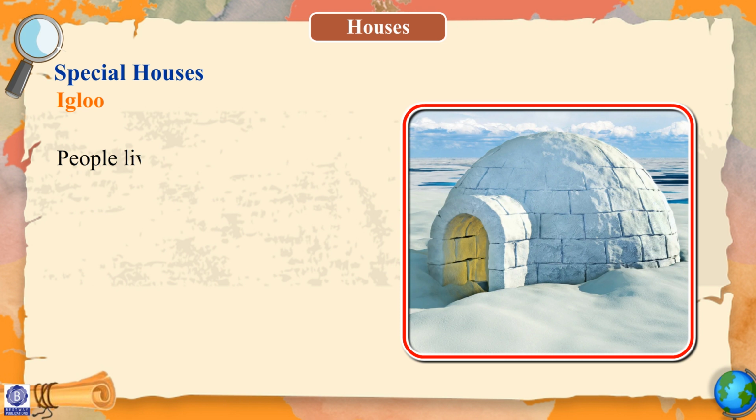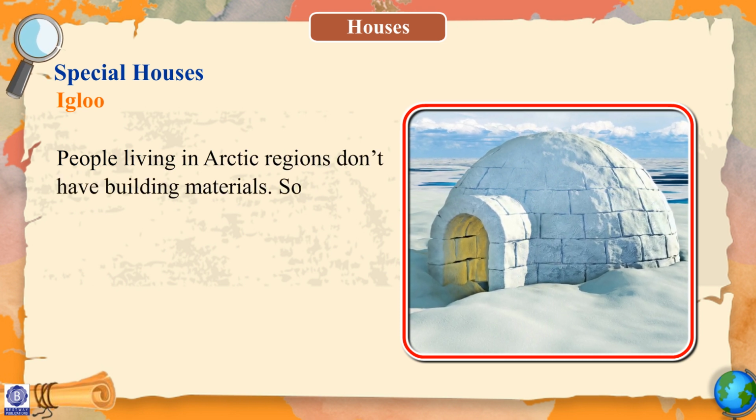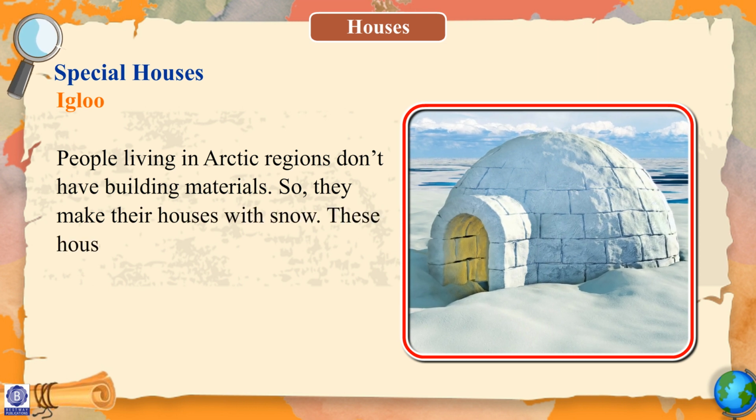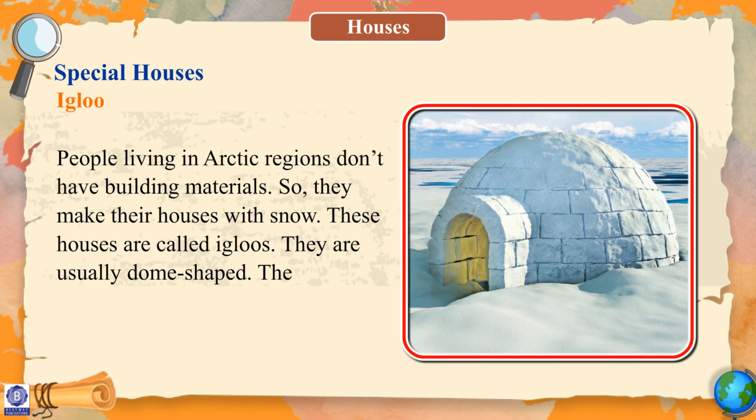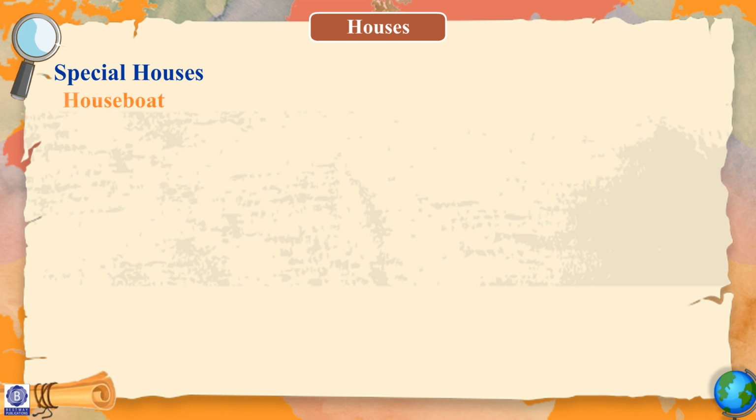Igloo. People living in Arctic regions don't have building materials, so they make their houses with snow. These houses are called igloos. They are usually dome-shaped. The people who live in igloos are called Inuits.